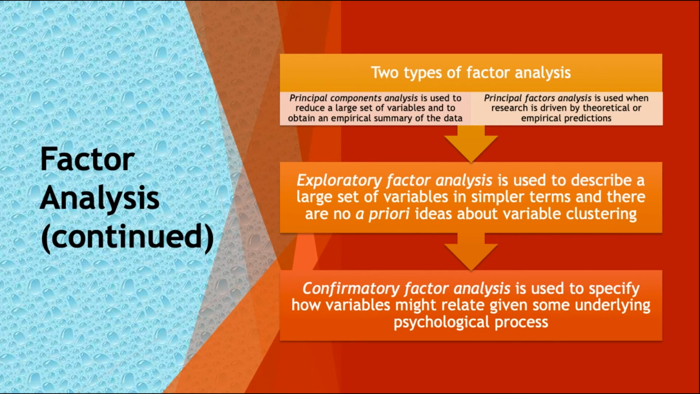Your choice between principal component and principal factor analysis rests on the goals of the analysis. Principal component analysis is most appropriate under two circumstances: if you do not have a theoretical or empirical basis for the relationships among variables, or if you want to reduce a large number of variables down to a smaller set and obtain an empirical summary of the data. Principal factor analysis is most appropriate when you have theoretically or empirically based predictions. In the absence of any clear information on which technique is best, you should probably use principal component analysis.